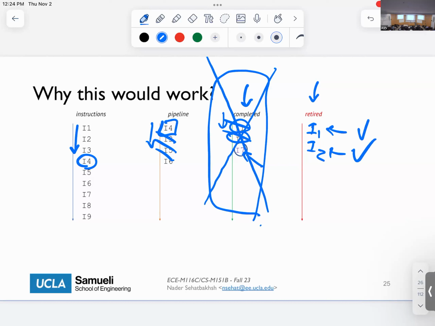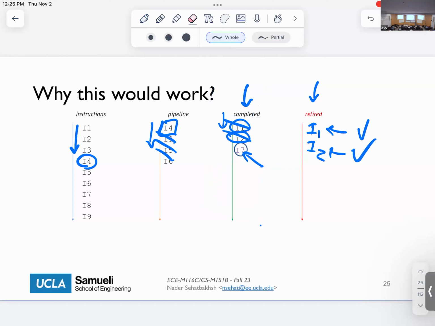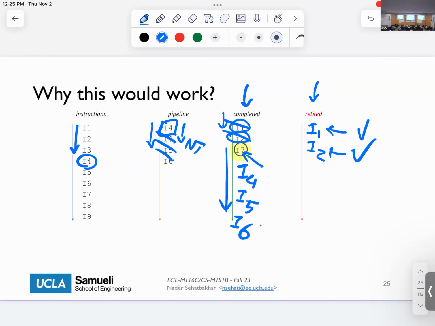The nice thing about this is that I7 is already there. If your branch is not taken and you're supposed to continue, you save a lot of time by pre-computing and pre-executing I7. At some point, I4, I5 and I6 will reach complete, and then you can retire all of them at the same time. And then boom, you get the performance that you want.